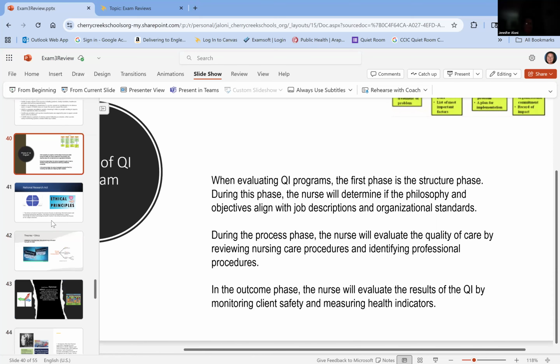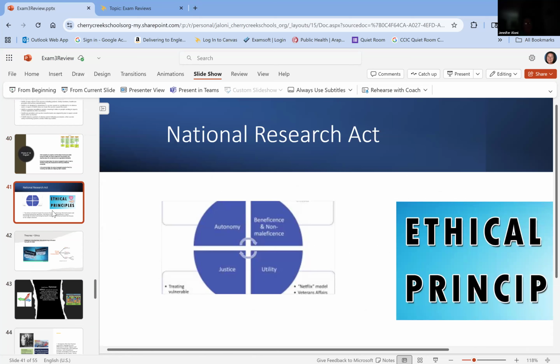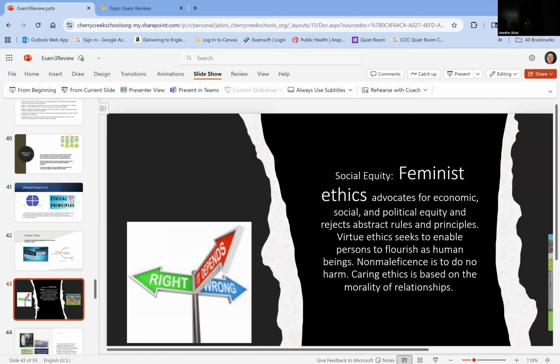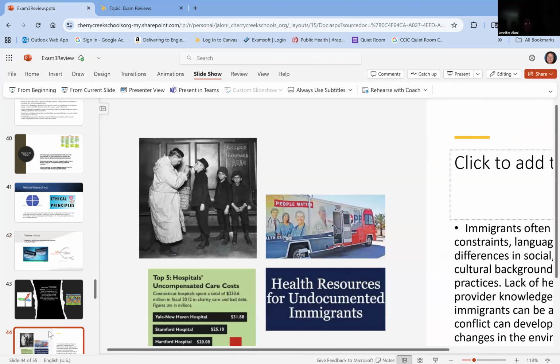We have information on ethics, which we did this week, our ethical principles: autonomy, justice, utility, beneficence, and non-maleficence. Okay, we all know those. I gave you guys clues on how to remember them. Utilitarianism is an ethical theory that the outcome is key, so what we do must justify why we're doing it. Okay, so know those 2 definitions. Social equity, feminine ethics advocates for economical, social, and political equality. And caring ethics is based on morality of relationships.